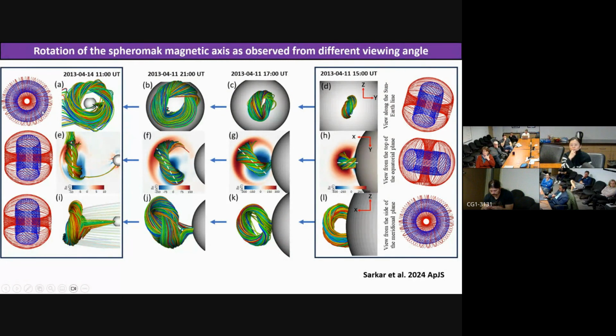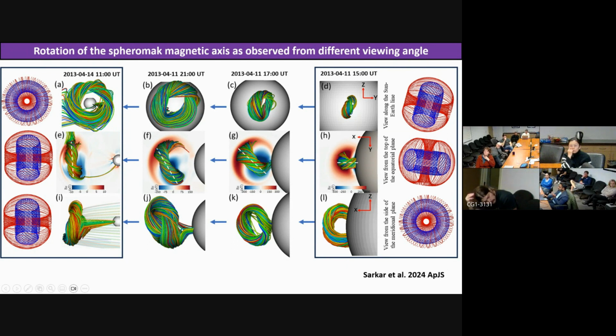The top panel shows the view along the Sun-Earth line, the middle panel shows the view from the top of the equatorial plane or the ecliptic plane, and the lower panel shows the view from the side of the meridional plane. Now if you look from the Sun-Earth line, initially you don't see the spheromak core, which can be seen from the side view from this angle.